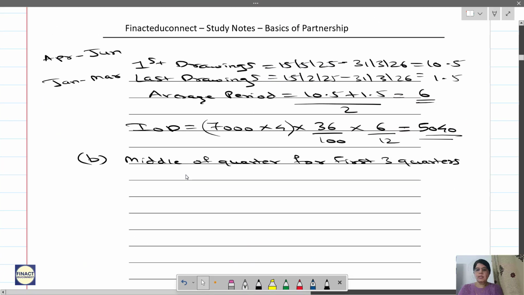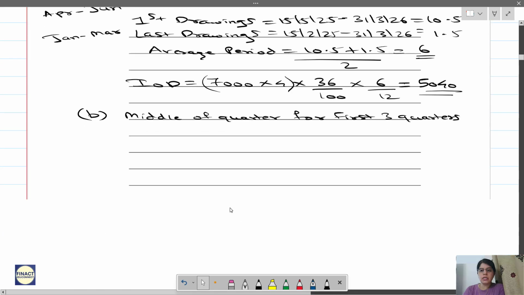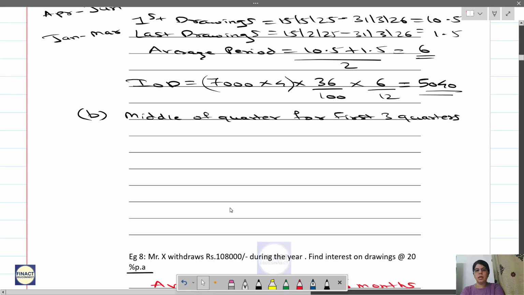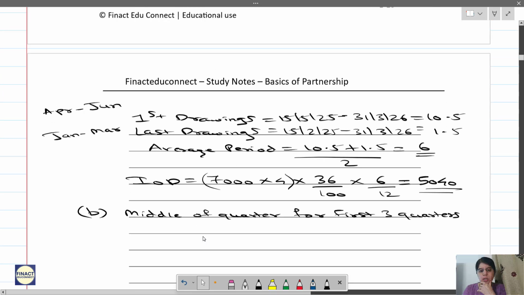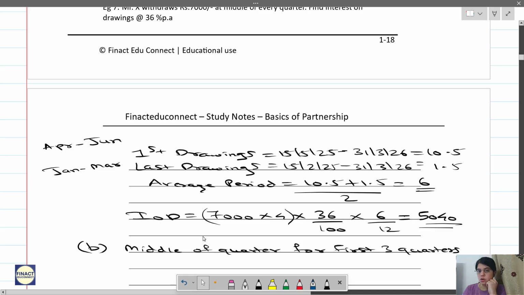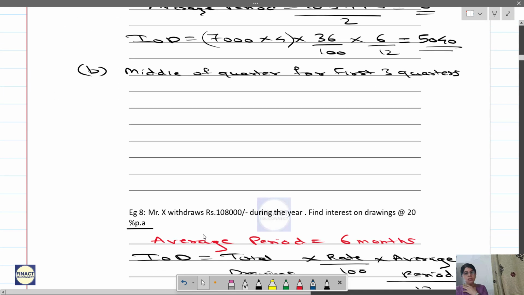So in yesterday's session we discussed how to calculate interest on capital and interest on drawings. In today's session we will be seeing how to calculate interest on drawings. This question was given as homework for you, interest on drawings calculation. So what is the B part of this? Let us discuss this B part.